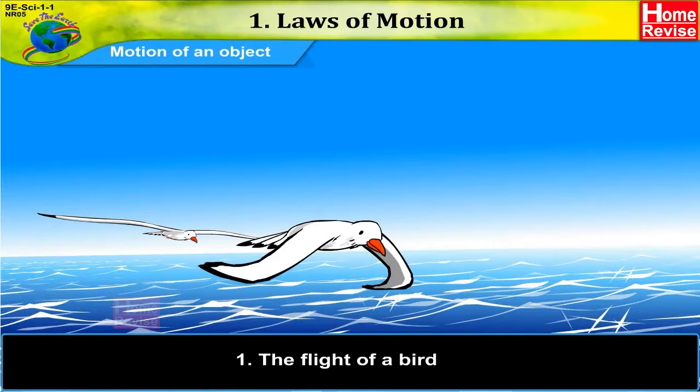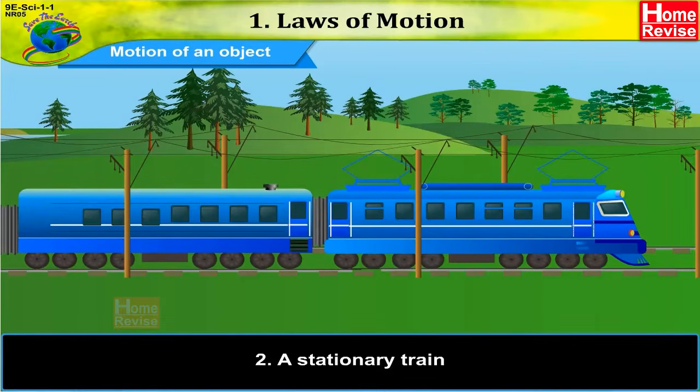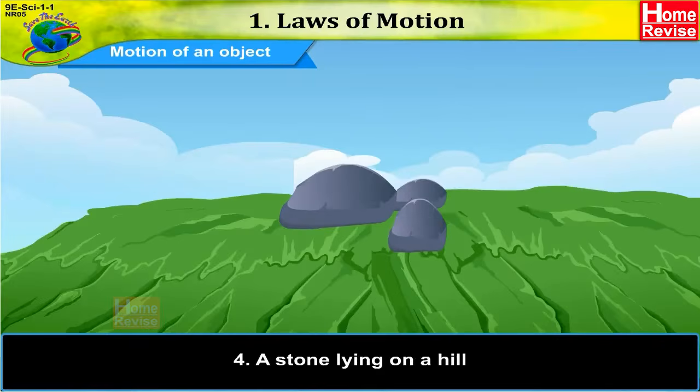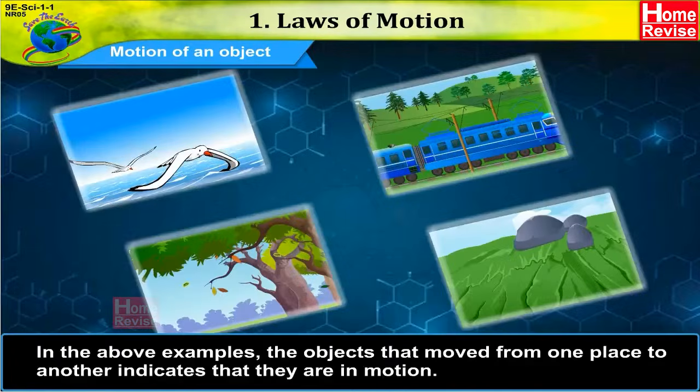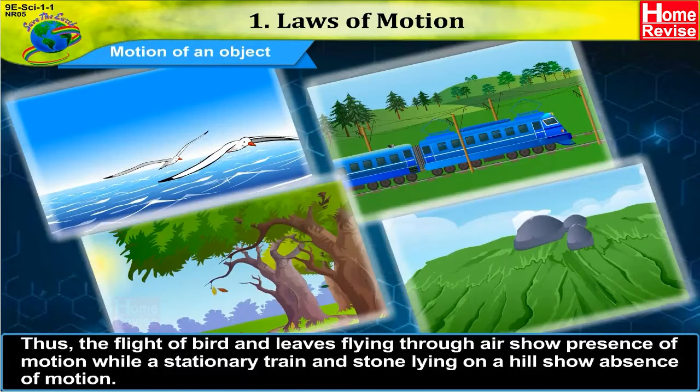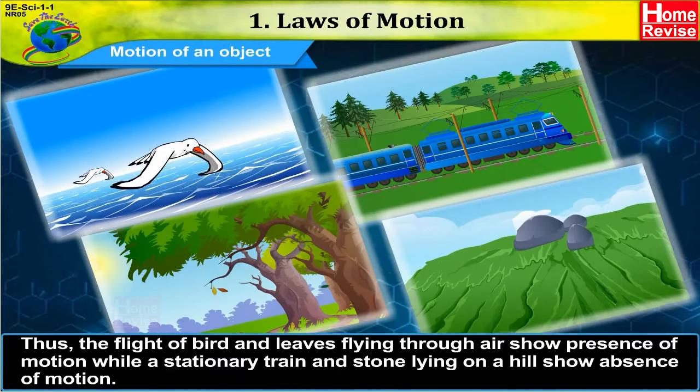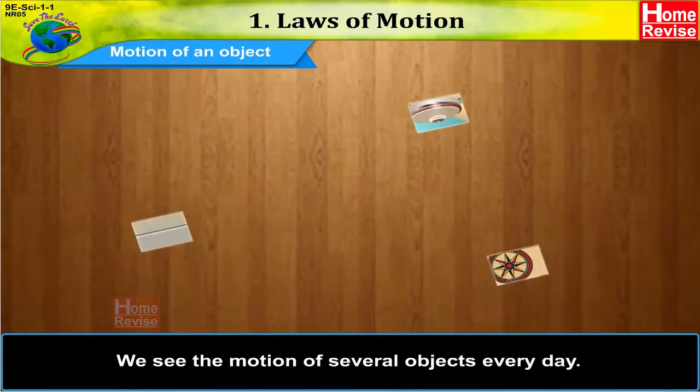1. The flight of a bird. 2. A stationary train. 3. Leaves flying through air. 4. A stone lying on a hill. In the above examples, the objects that move from one place to another indicate that they are in motion. Thus, the flight of a bird and leaves flying through air show presence of motion, while a stationary train and a stone lying on a hill show absence of motion.